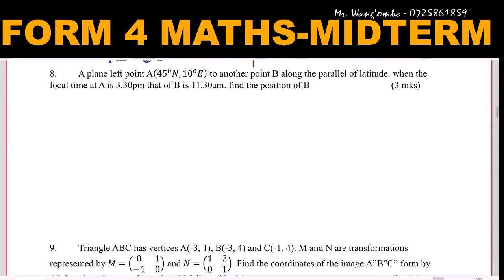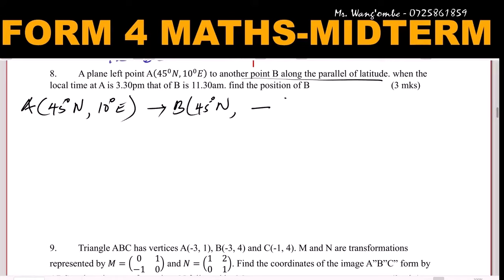So since point A, point B is along the same parallel of latitude. When you look at this statement, a plane left A to another B along the parallel of latitude. So that means that A and B are on the same latitude. So A is 45 degrees north, 10 degrees east, and then it is moved to B. B will be on the same 45 degrees north, but now we don't know the longitude. What is going to help us is the time difference.